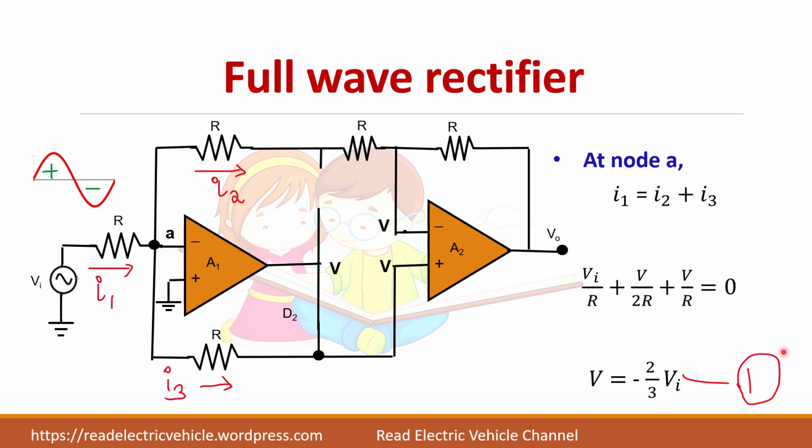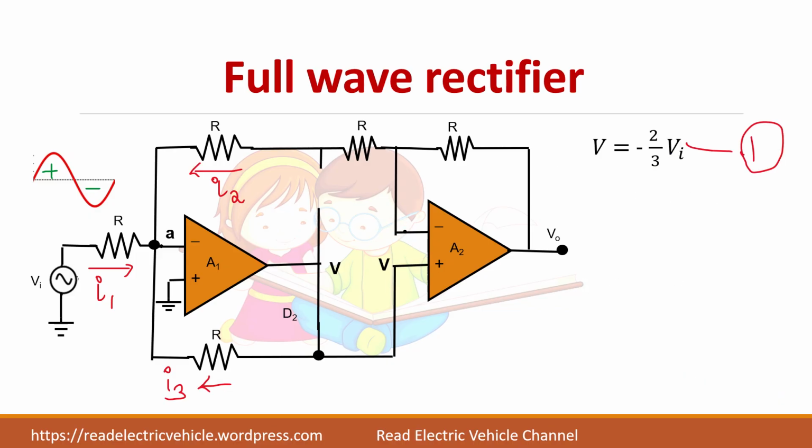Let us mark it as equation number 1. So we got this potential V, and this potential and this potential are going to be the same. Now we focus on the second amplifier, and we are going to find the output voltage V0. Already we have found that this voltage V is equal to minus 2 by 3 VI. This is connected to the plus pin, so it is a non-inverting amplifier. Let us write the equation: 1 plus RF by R1 into V1.